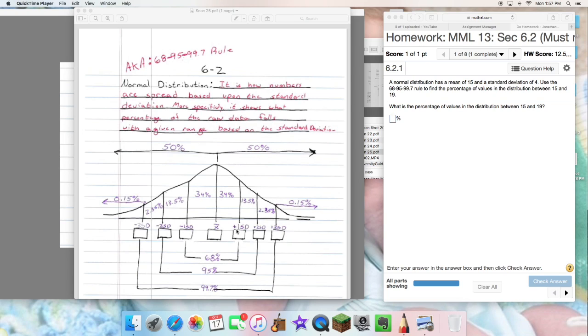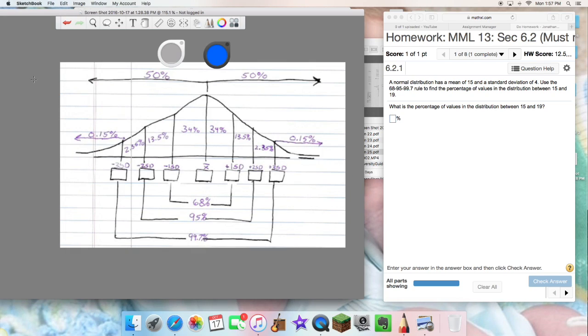All right, so now that we've covered this, and hopefully by now you've paused the video and copied this down exactly like I wanted, let's go straight to the problem and explain it out. It's a whole lot easier once you see it. I've opened up the homework, and this is literally your first question. It says a normal distribution has a mean of 15 and a standard deviation of 4. Use the 68, 95, 99.7 rule to find the percentage of values in the distribution between 15 and 19.